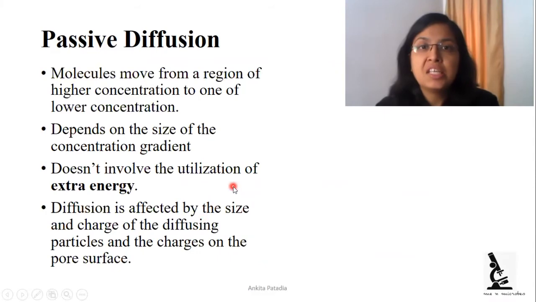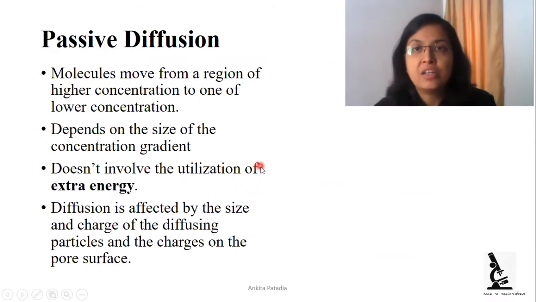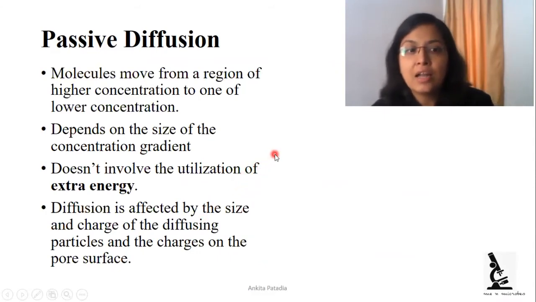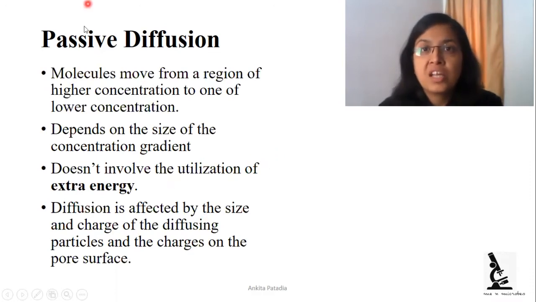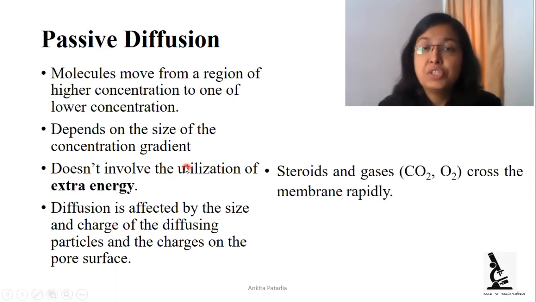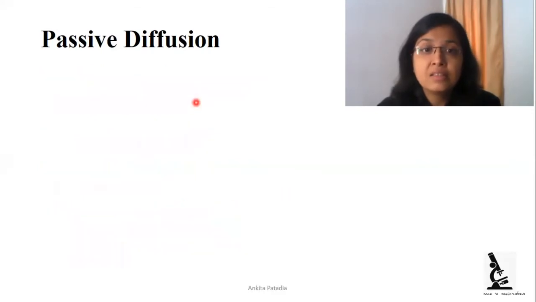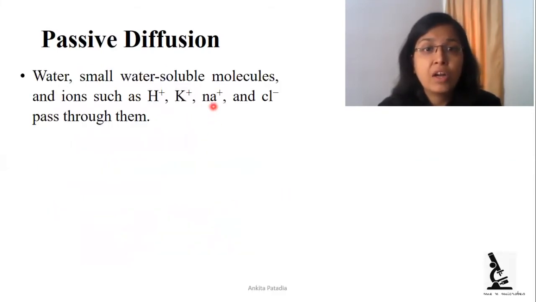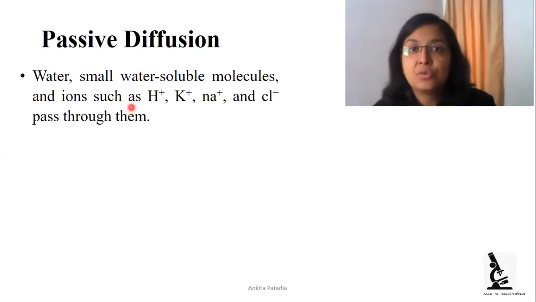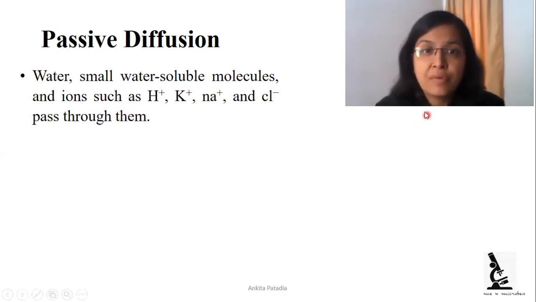Diffusion is affected by the size of the particle, the charge of the particle, as well as the charge on the polar surface of the cell membrane. Now, which molecules can pass through this mechanism? Steroids and some gases can pass via passive diffusion through the cell membrane rapidly. Water soluble molecules such as the hydrogen ion, sodium ion, and other small molecules can also pass through the membrane via passive diffusion.